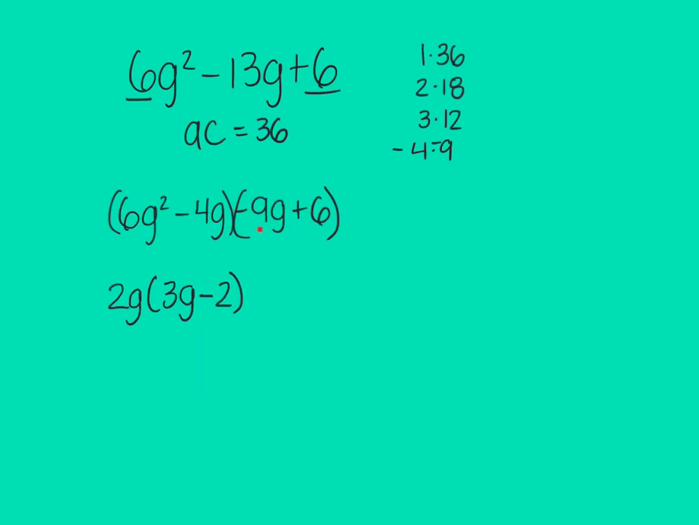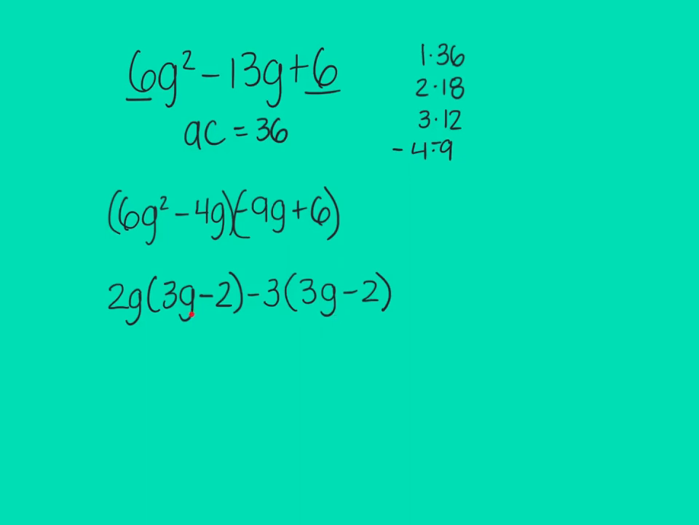Then the next parentheses, both of these can be divided by 3. So I'm going to factor out a 3, and I'm going to make it a minus 3, since it's a minus 9. Then I'd be left with negative 9 divided by negative 3 to get 3g. Positive 6 divided by negative 3 is negative 2. Notice how when I factor out this negative 3, I get the exact same parentheses, which is what we want.